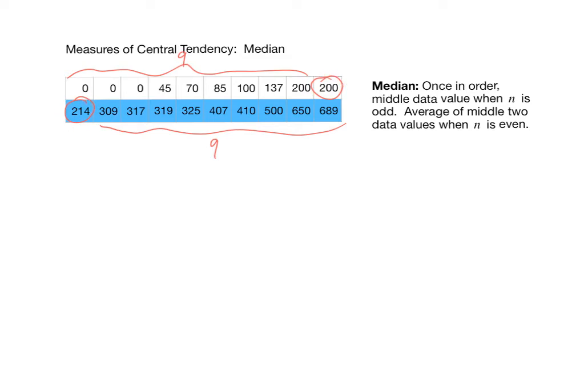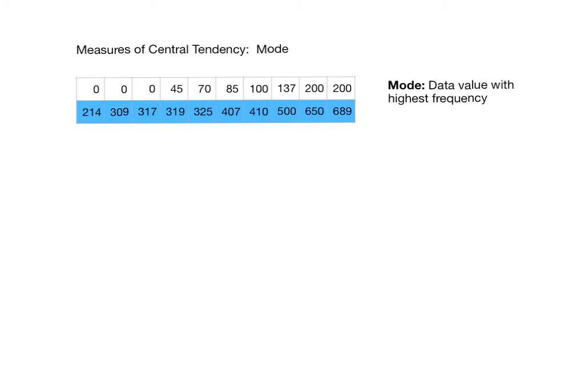To find the median, we then take the mean of those two. So we're going to add 200 to 214, and divide by 2. And we get a total of 207. The median value of this set of data is 207. Let's now get the mode of this set of data. The mode, by definition, is the data value with the highest frequency. If you look at all these, the highest frequency data value is the 0 because it showed up 3 times. So the mode in this case is 0.